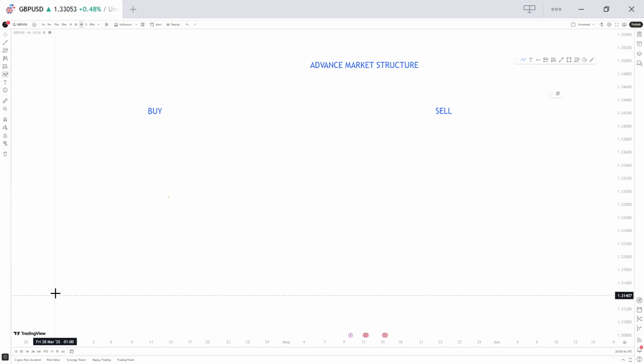So the first one, you have something like this. First of all, in the advanced market structure, for the buy side, you have sell side liquidity, which will be taken out first, which is this place. Yes, this sell side liquidity will be taken out first. Then you have a break to the upside, something like this.